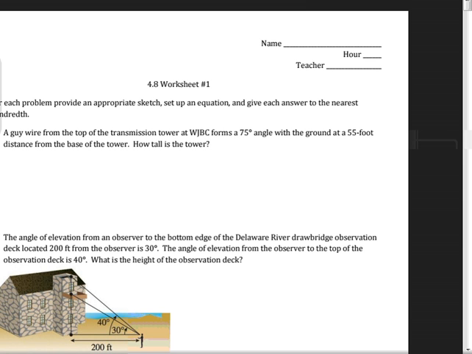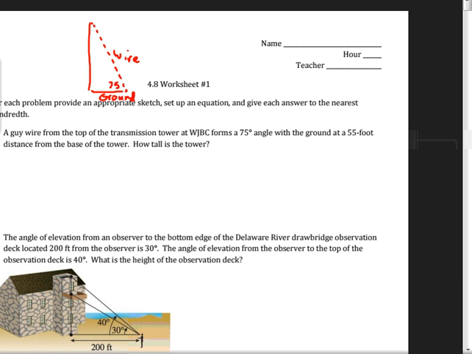Okay. A guy wire. I know you may not know what a guy wire is, but that's the kind of wire that goes to the very top of those towers and then comes all the way down to the ground. That's a guy wire. Okay. From the top of a transmission tower at WJBC forms a 75-degree angle with the ground. Okay, so that's saying, here's the ground, here's the wire, here is 75. At a 55-foot distance from the base of the tower.